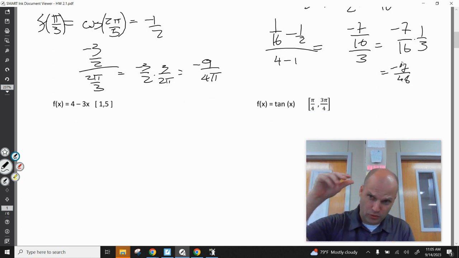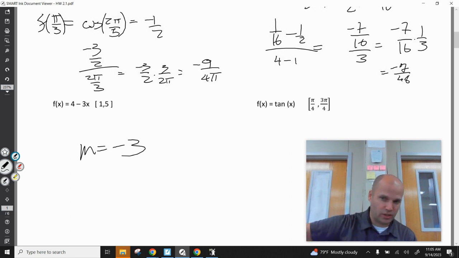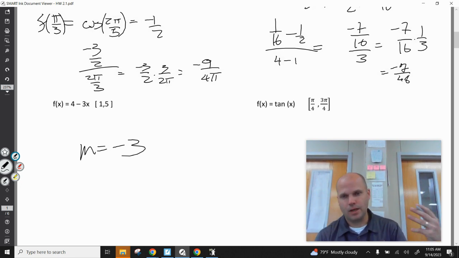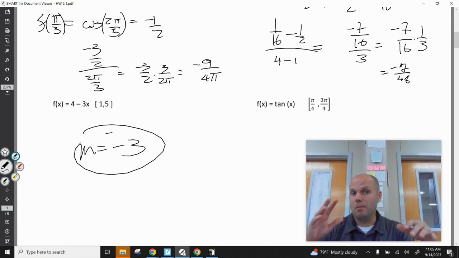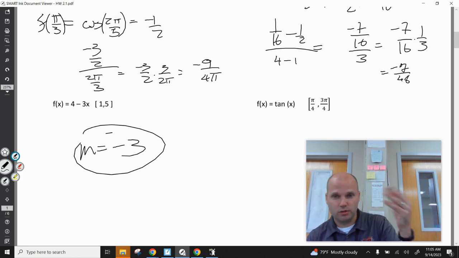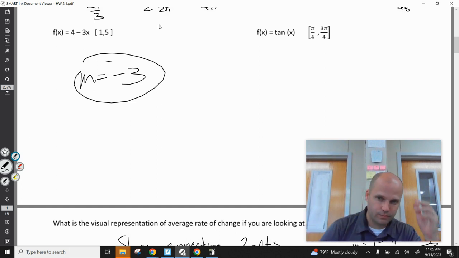On average, my function goes down 7/48 y per x. Yeah, I know this is going to be negative 3. It's a linear function, so it's consistently decreasing at negative 3. I don't even have to do the work. It should make sense. My function is consistently decreasing at a rate of 3 y's per x. Linear functions, consistent rate of decrease. I'm skipping this one. Okay?